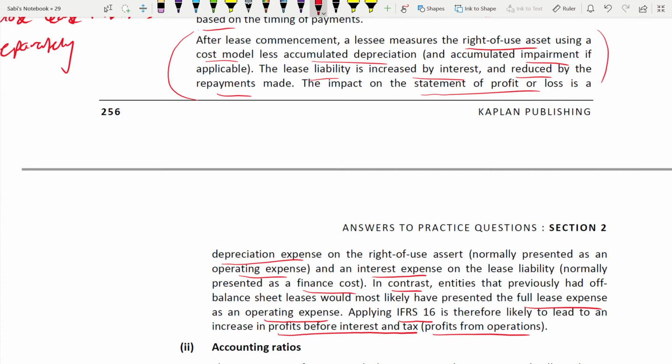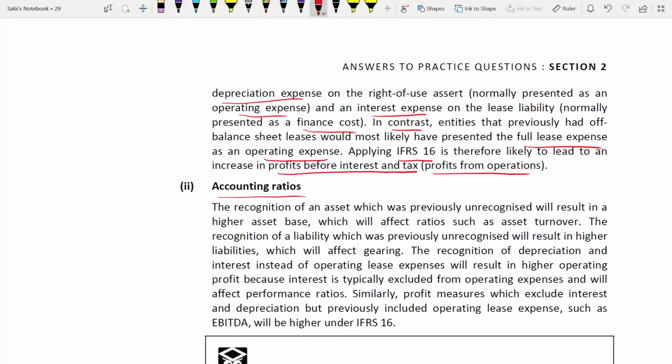Now let us go to accounting ratios. You have understood everything. You have to be good enough in part A. Based on that, you have to answer part B. And don't forget about your 2 professional marks. How you are writing and all?